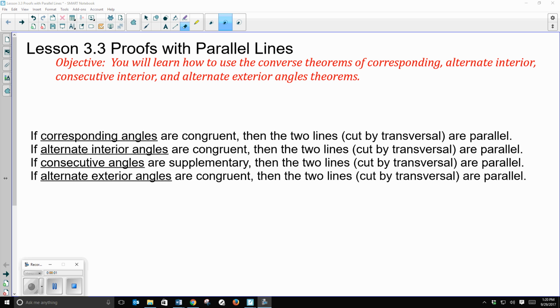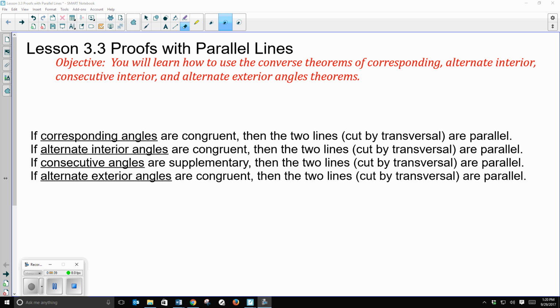Today's lesson, proofs with parallel lines. Yesterday, our lesson was about if we have two lines that are parallel, cut by a transversal, corresponding angles are congruent, alternate interior angles are congruent, consecutive angles are supplementary, alternate exterior angles are congruent. So if the lines were parallel, then those things were true.